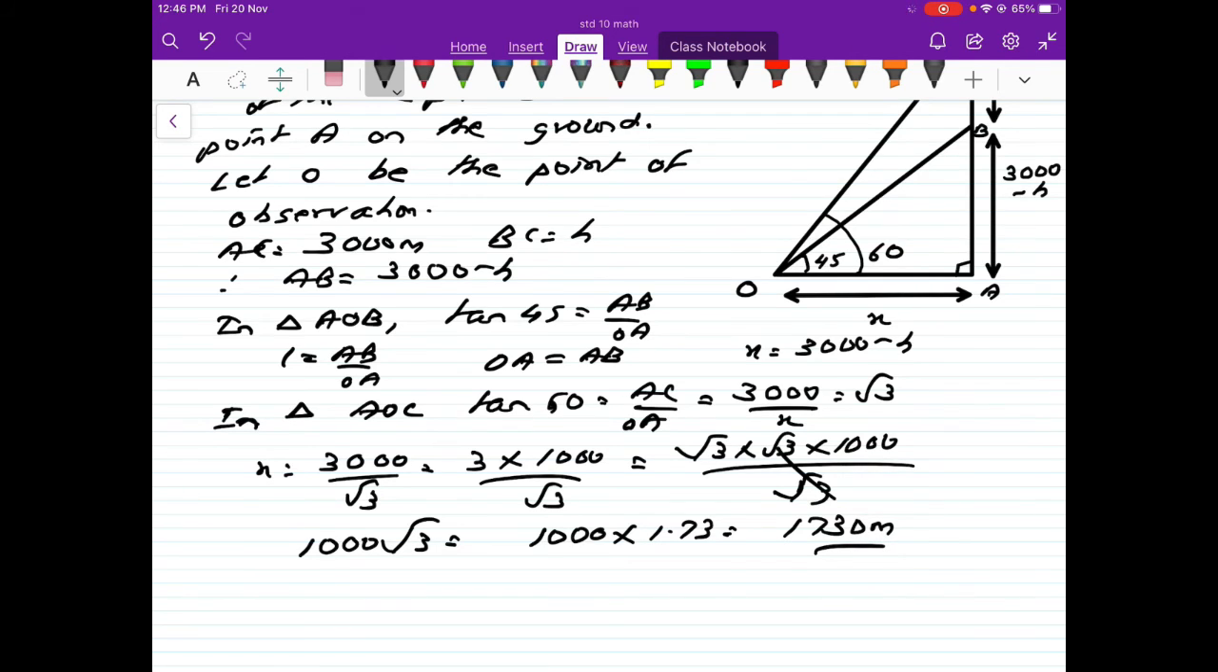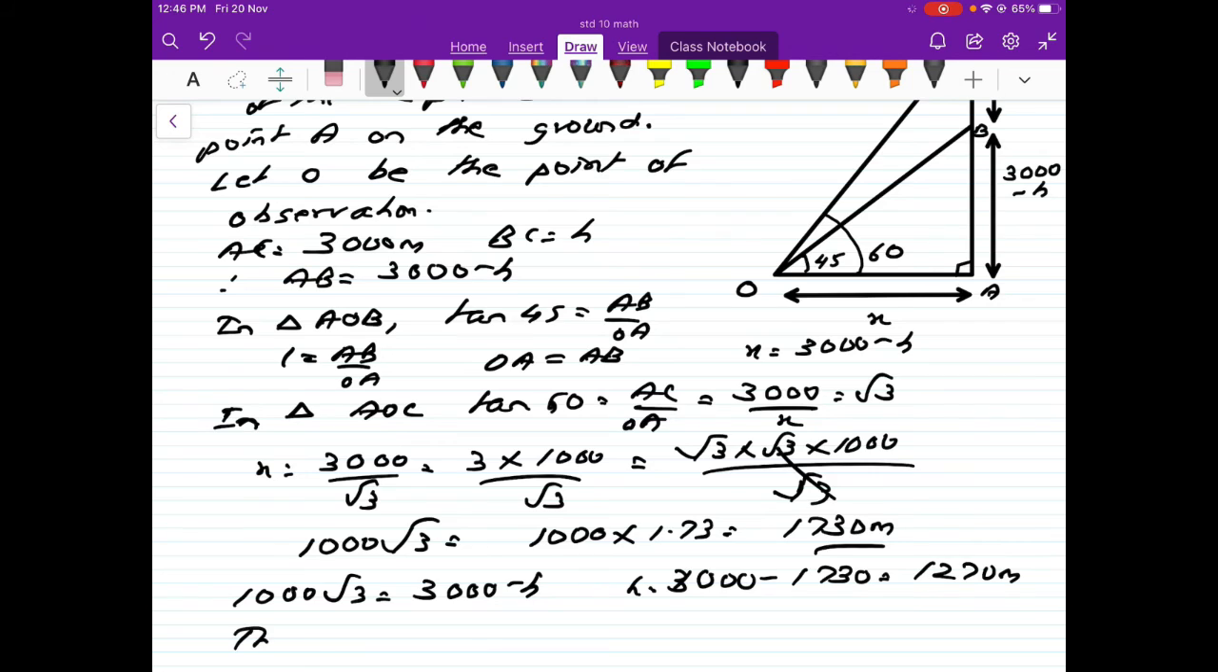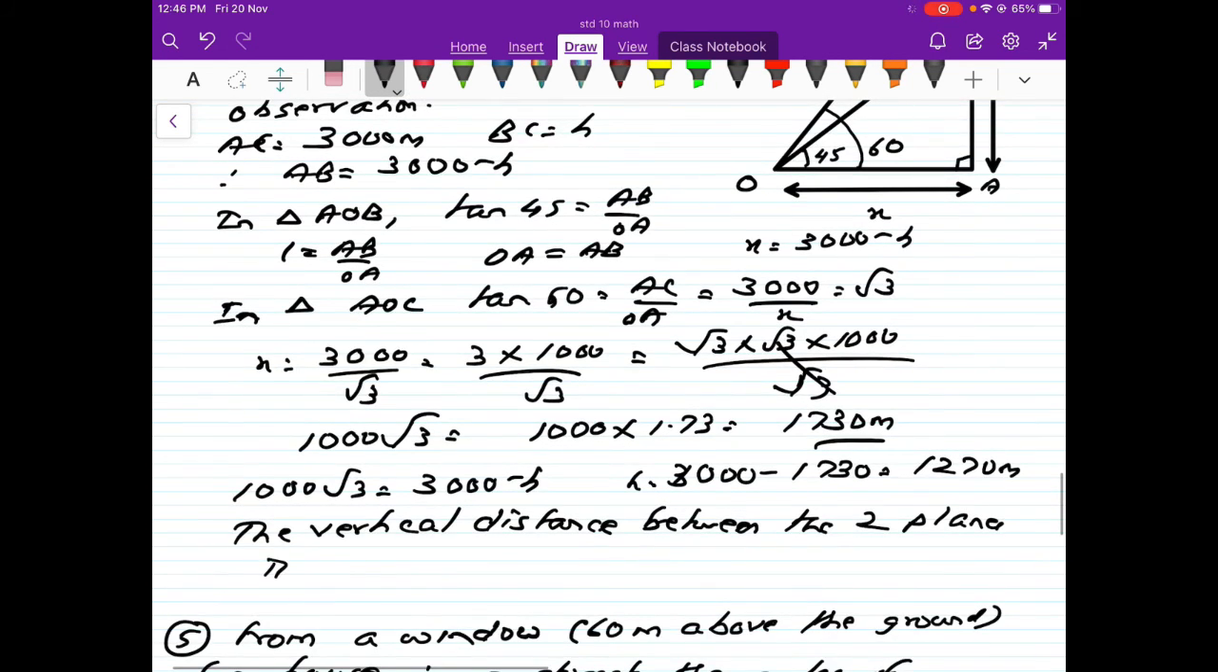Now 1000 root 3 is equal to 3000 minus H. So H we are getting as 3000 minus 1730, so this is 1270 meters. So the vertical distance between the two planes is 1270 meters. So that's the answer.